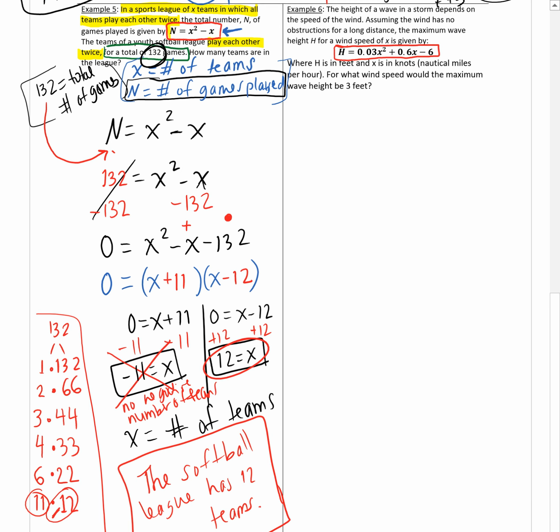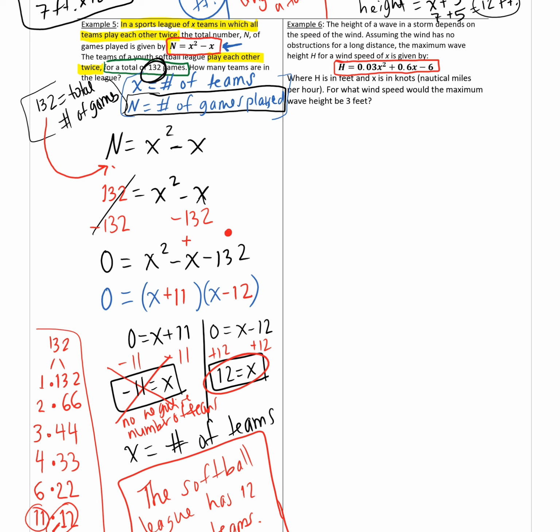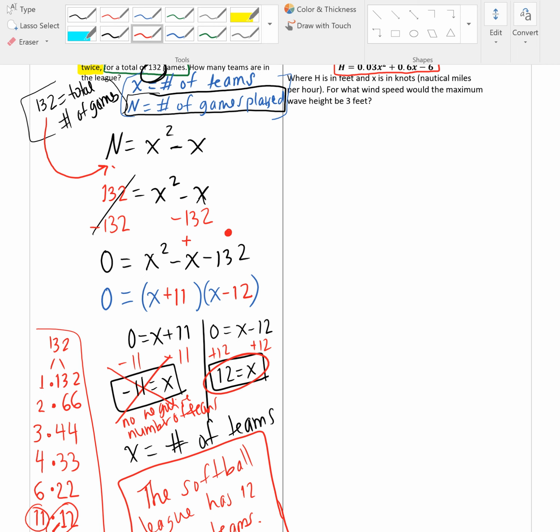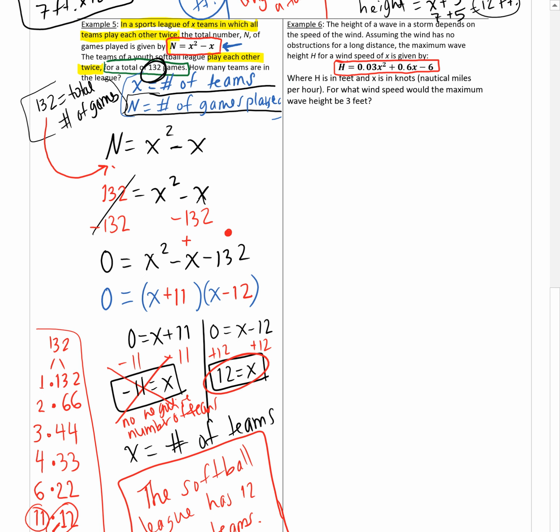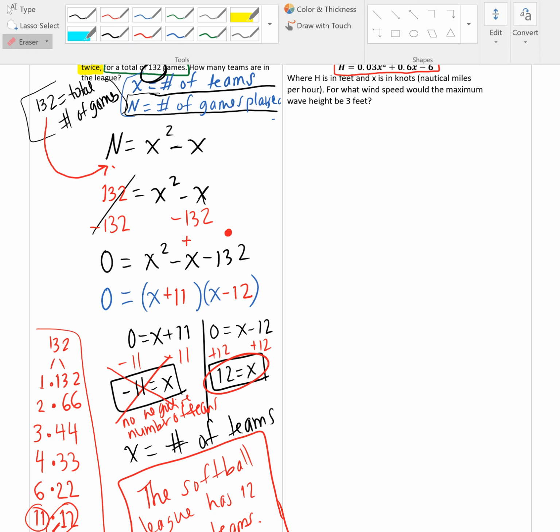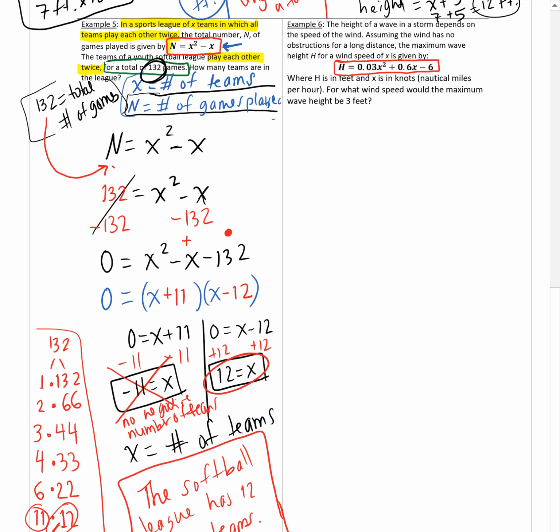Looking good. Alright, we got the last one here. This looks like a complicated equation, but I think if we take it one step at a time, it'll be doable. Alright, what is it talking about here? It says the height of a wave in a storm depends on the speed of the wind. Okay, that's kind of interesting already. Assuming the wind has no obstructions for a long distance, the maximum wave height, h, okay, keep that in mind.